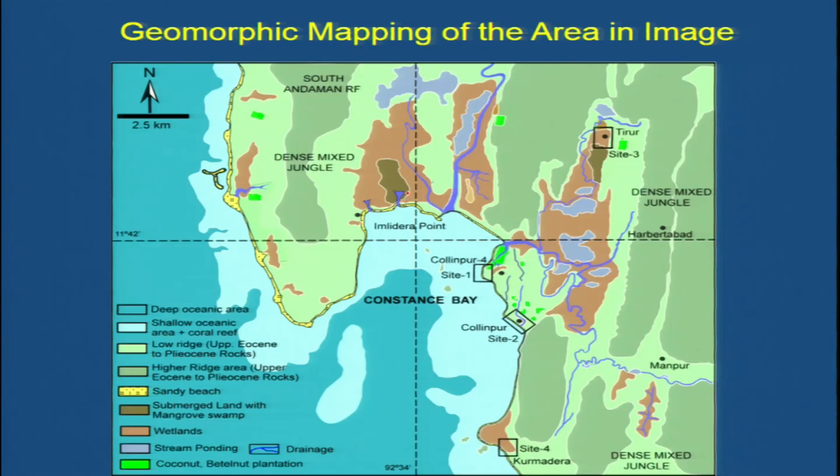So in this map you can see that we have demarcated the deep oceanic areas, then shallow oceanic areas which also have the coral reef. Then these parts are showing some lower elevated reefs, and these green ridges are at the higher elevation. So these are the higher ridges, forming some dense mixed jungle over the ridges, and here are some streams, and these regions are the wetlands, and so on.